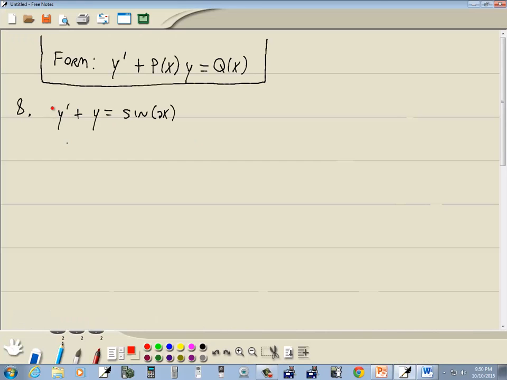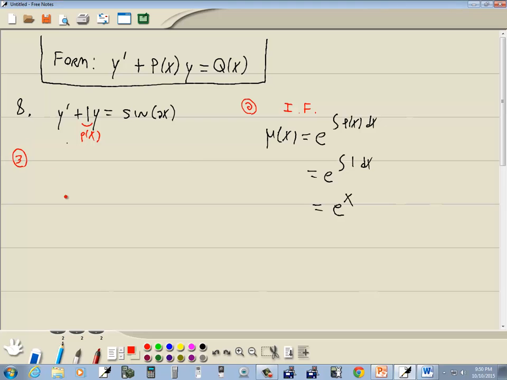Well, y prime is by itself on the side, nothing in front of it. Y is over on this side too. Now, think about what number's in front of the y. That's an invisible 1. So this is going to be our p of x. So we don't need to do step 1, but step 2, we need to find an integrating factor. So mu of x is going to equal e to the integral of p of x dx. So we've got e to the integral of 1 dx, which simply gives us e to the x.